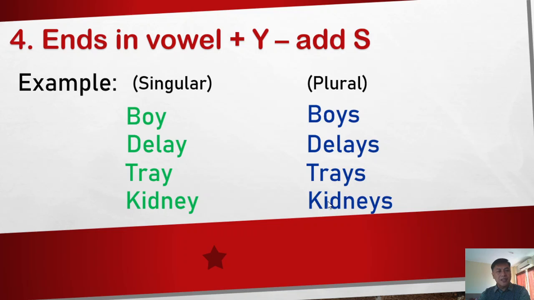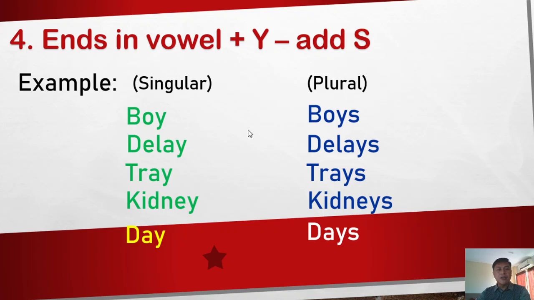Next is day. Day ends with A and Y. A is a vowel plus Y. So you simply add S, and it becomes days. So one boy, two boys; delay, delays; tray, trays; kidney, kidneys; day, days.